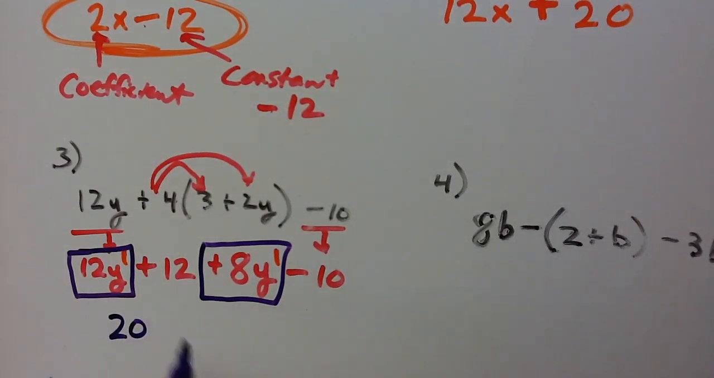And I keep the variable. What's the variable here? Y. What's the exponent? 1, right? So it's 20y to the first power. But again, if the exponent's 1, you don't need to write it. It's understood to be there. So I've combined 12y and 8y to get 20y.